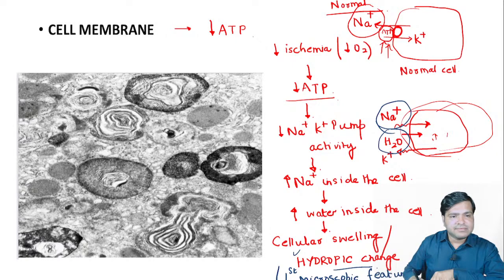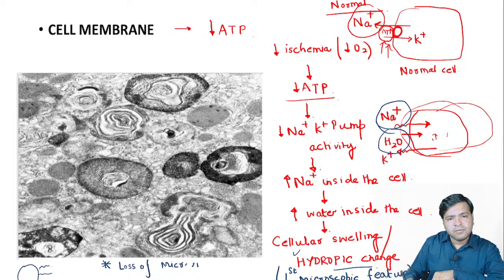So now you already know that the cell contains microvilli. Apart from this cellular change, there will be cellular swelling. The other changes that you will encounter in the cell membrane: there will be a loss of microvilli. Apart from that, guys, you will be able to see there will be formation of blebs.